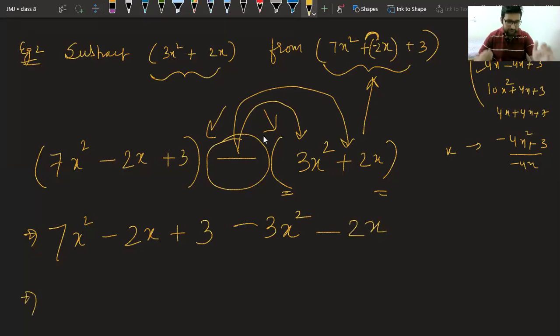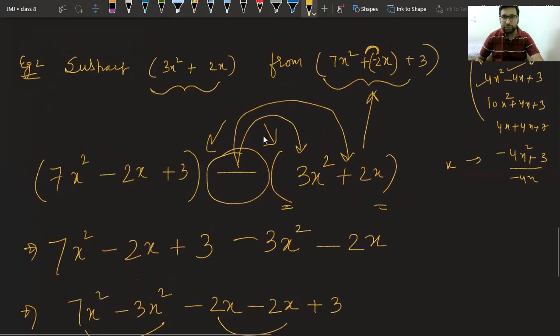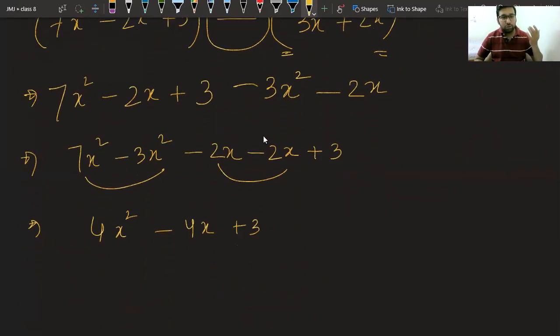Now write the like terms together. So 7x square minus 3x square minus 2x minus 2x plus 3. So what we have done, we have written the like terms together. And now the answer is 7 minus 3, 4x square, minus 2 minus 2, minus 4x plus 3. So those who gave the first answer, Vardhan, Vansh, Joel, all of you are correct.